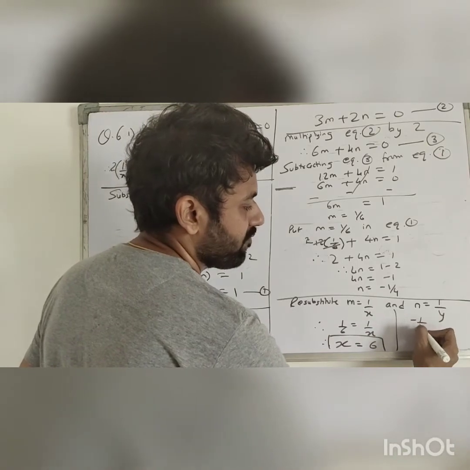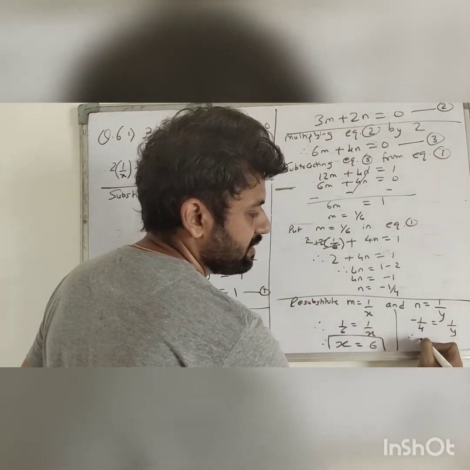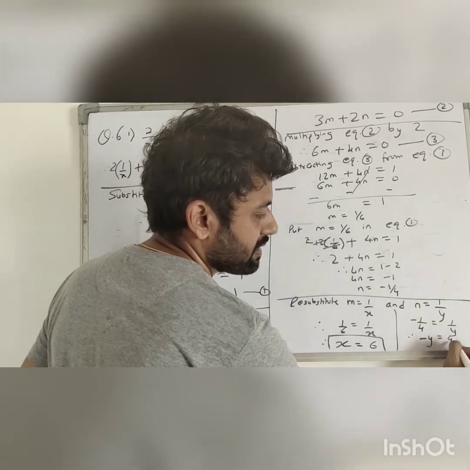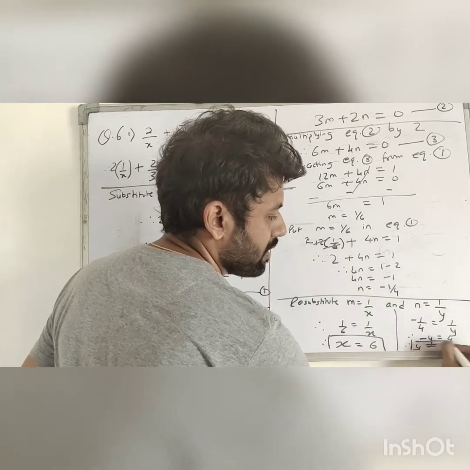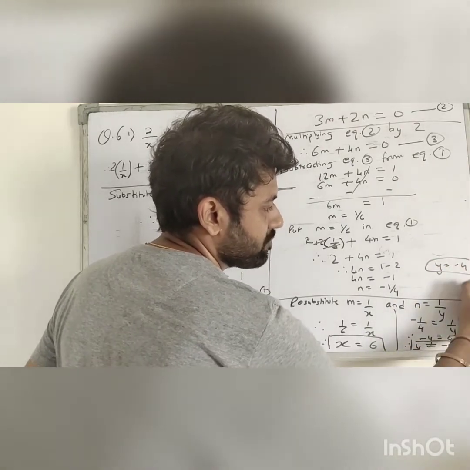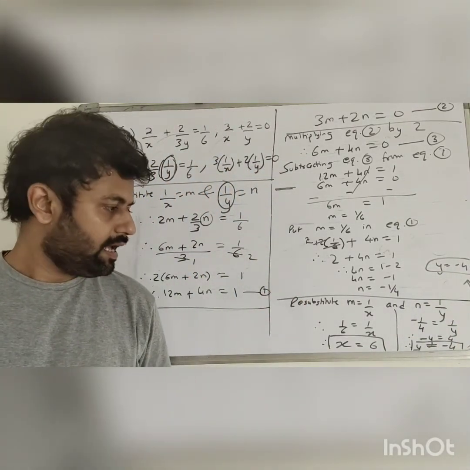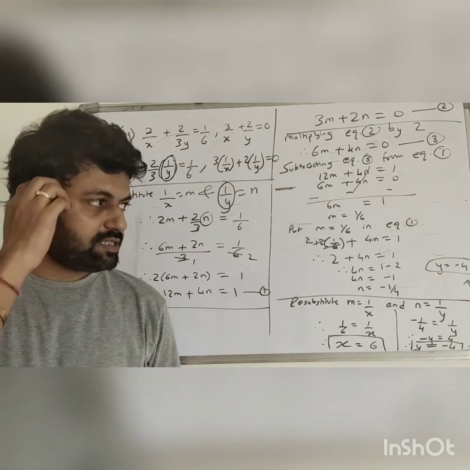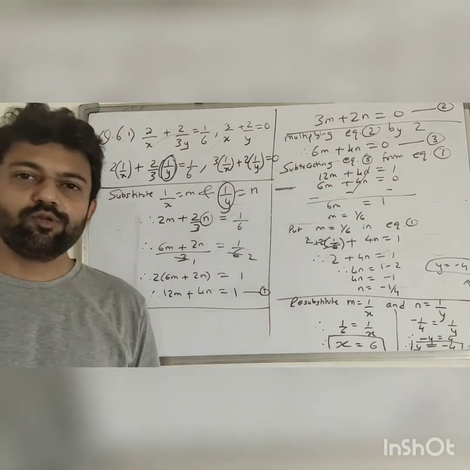n is minus 1 upon 4 is equal to 1 upon y. This y will go that side. Minus y is equal to 4. Therefore, y will be equal to minus 4. Remember, y is equal to minus 4 I get. Remember to write the answer. x comma y is equal to 6 comma minus 4 is the solution of the given equations. Carefully please go through this sum.